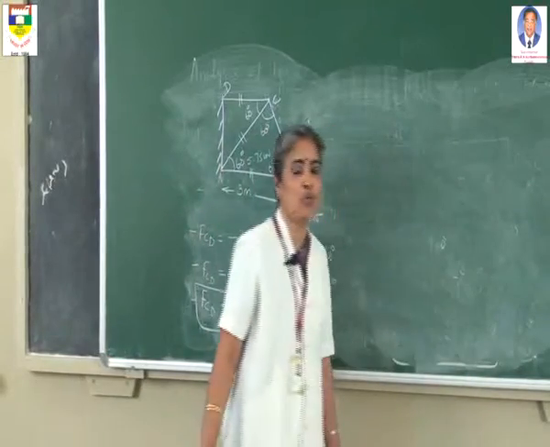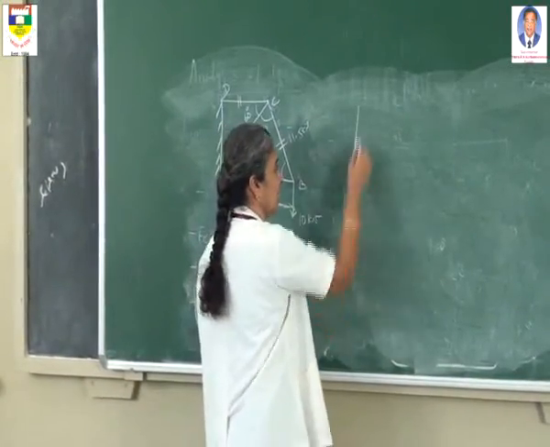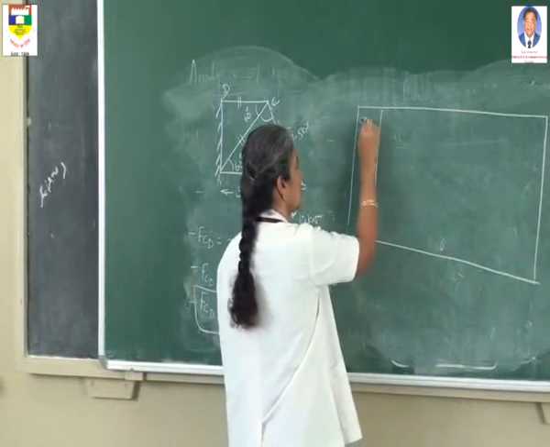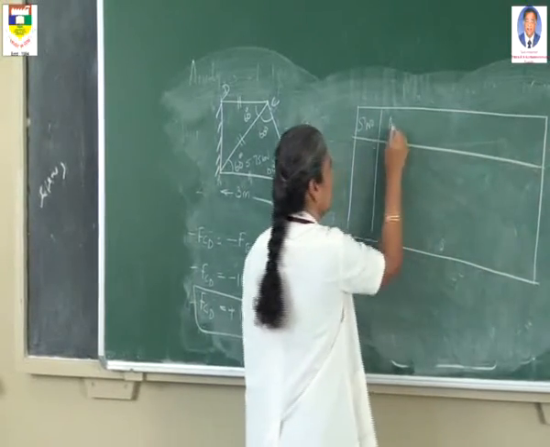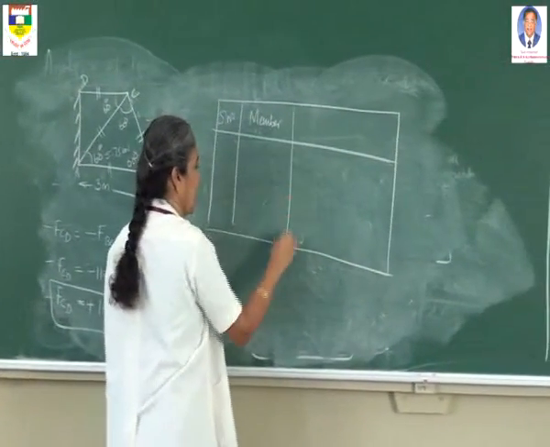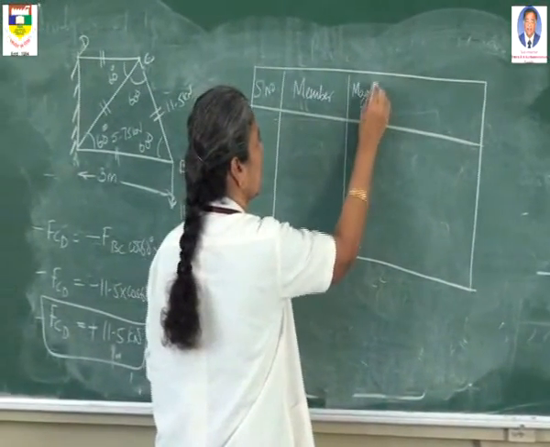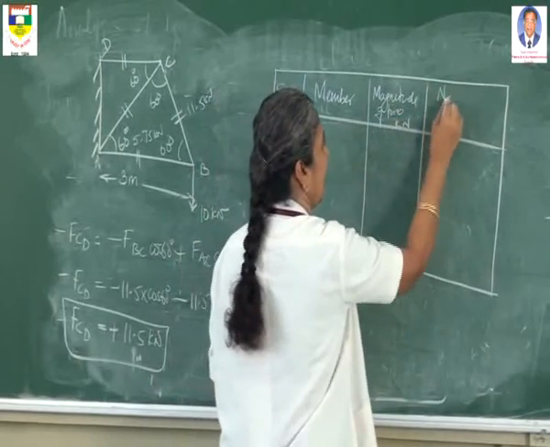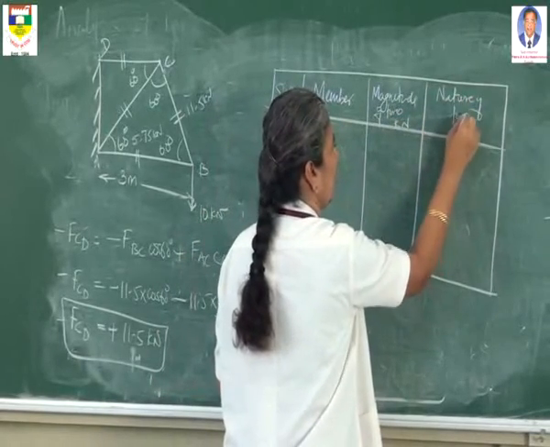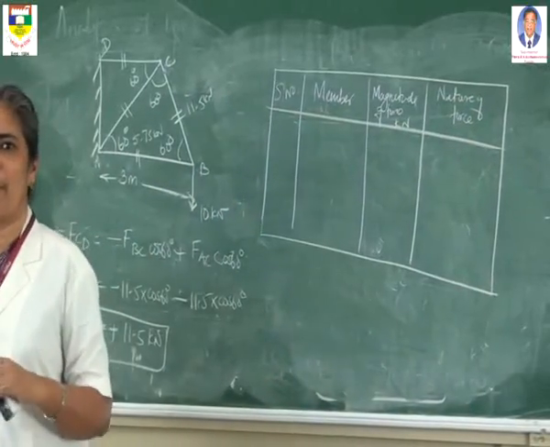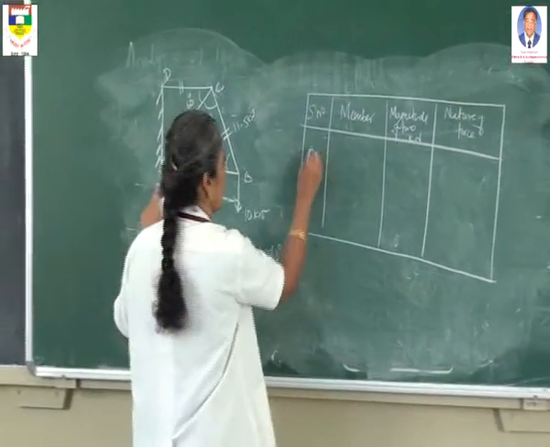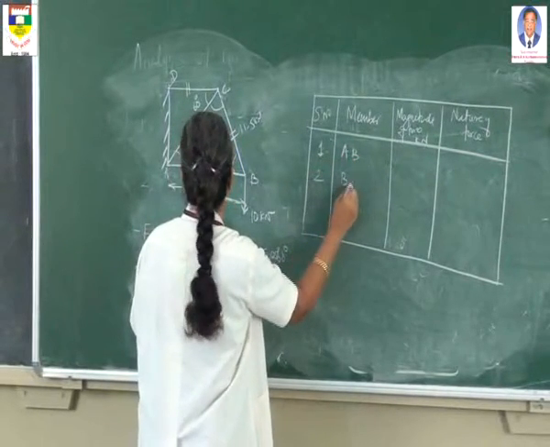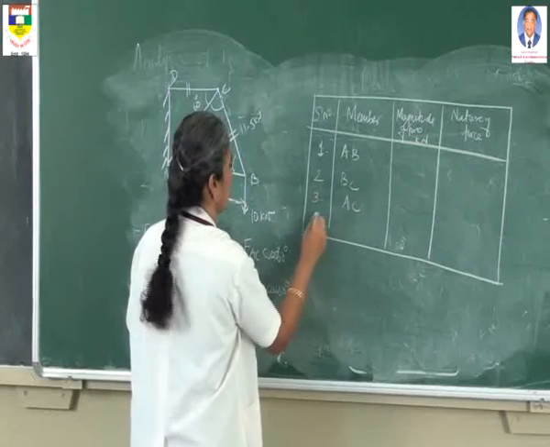In the force table, you have to mark all the magnitude of forces and the nature of forces. In the force table, first you have to write the member name. Second, you have to write the magnitude of force. This is in kilonewton. Next, you have to write nature of force. The nature of force may be a tensile force or it may be a compressive force. The first member is AB, serial number 1. Second member is BC. Third member is AC. Fourth member is CD.